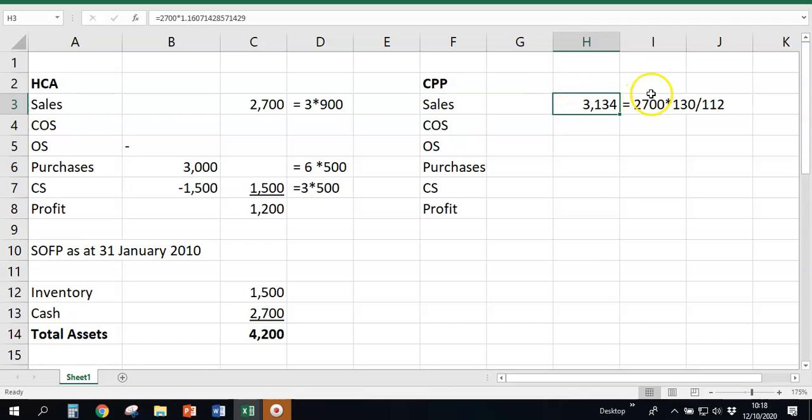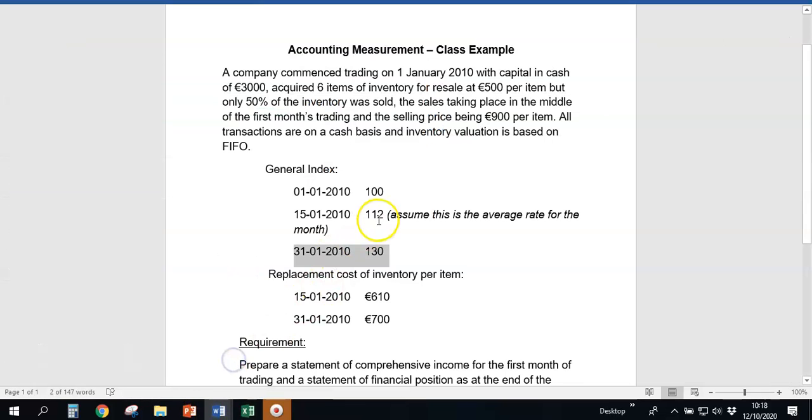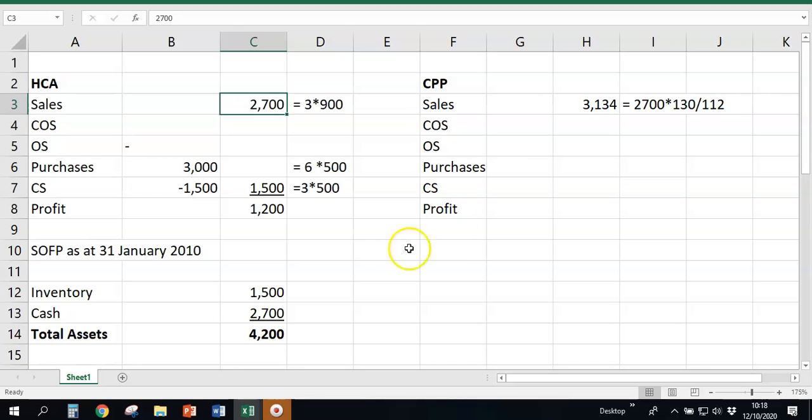Now, why am I doing that? I'm saying that sale was made on the 15th of January when the general inflation index was 112. We need to bring everything to the end of the period, so those sales now would have been at 130. So you divide by the 112 and you multiply by the 130 to bring it up to its true purchasing price. You're adjusting for inflation. Opening stock, we had none. Purchasing, be careful. It is going to be 3,000, the historical cost of the inventory.